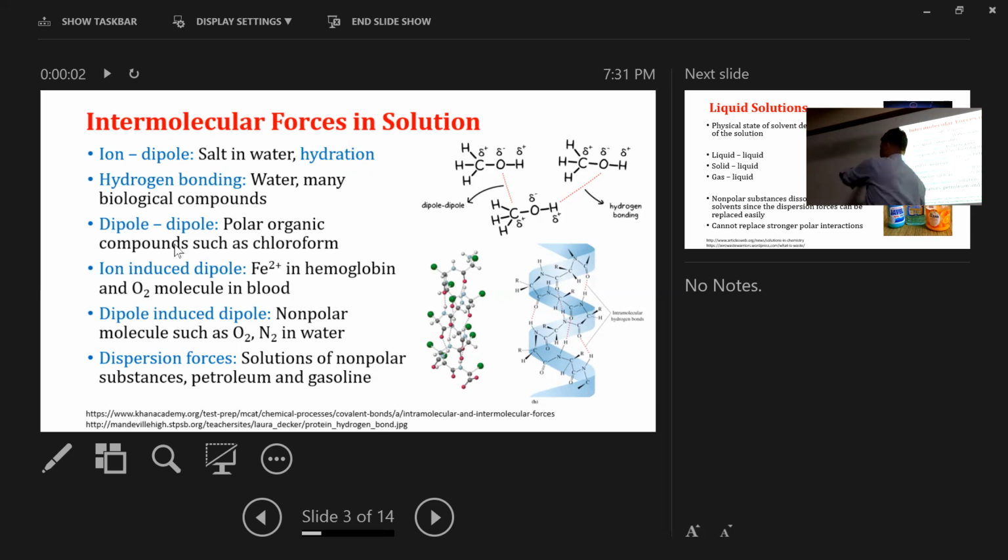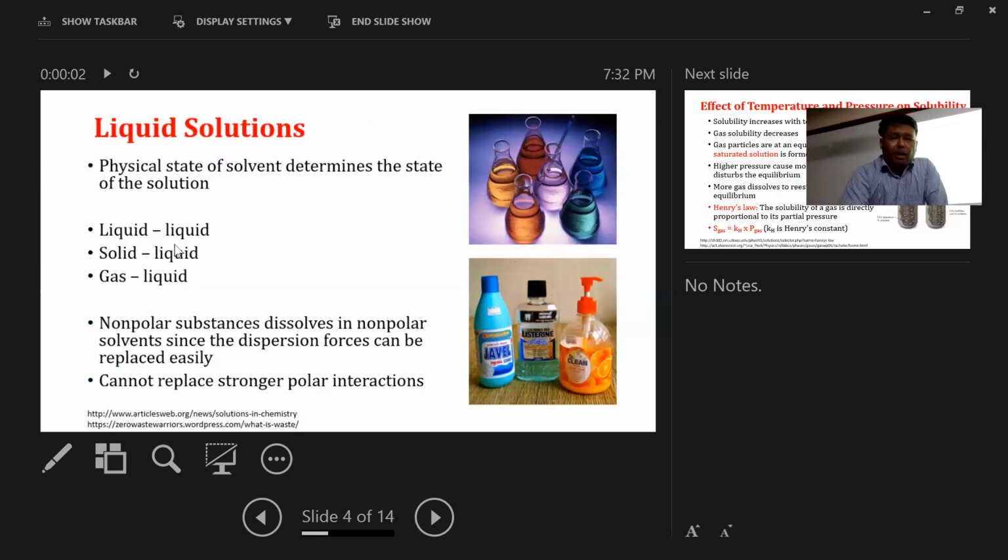If you push, give pressure, or change the temperature, it can go randomly anywhere. So it can disperse or replace another molecule. Non-polar substances dissolve in non-polar solvents since the dispersion force can be replaced easily. These types of molecules have no interaction or attraction. Therefore, one molecule can be replaced by another.